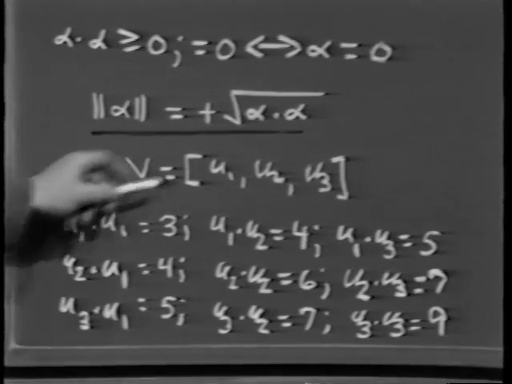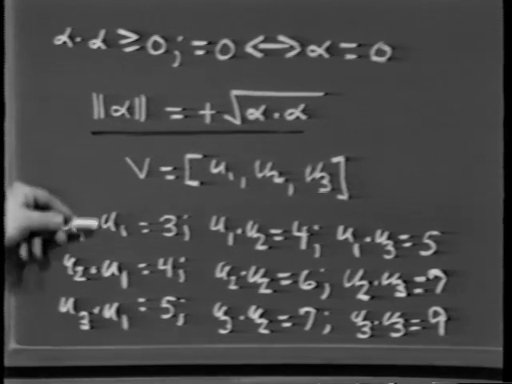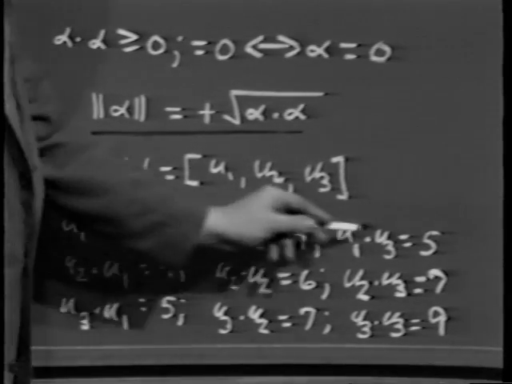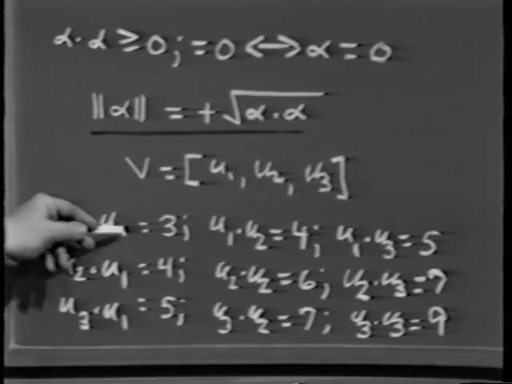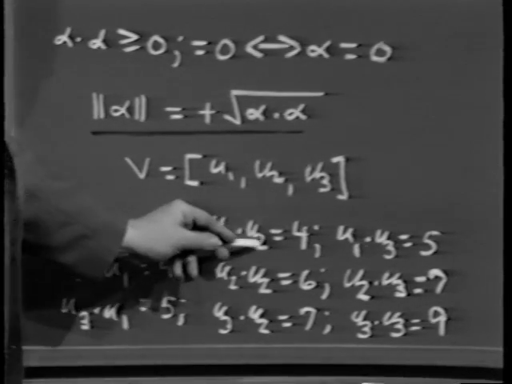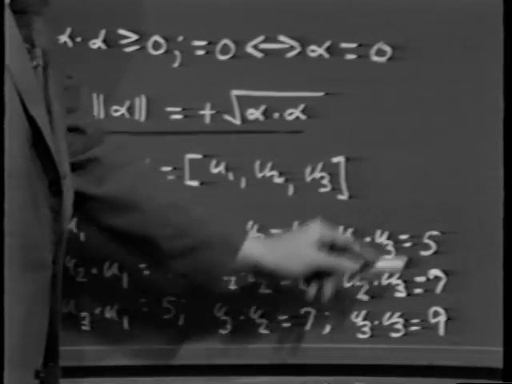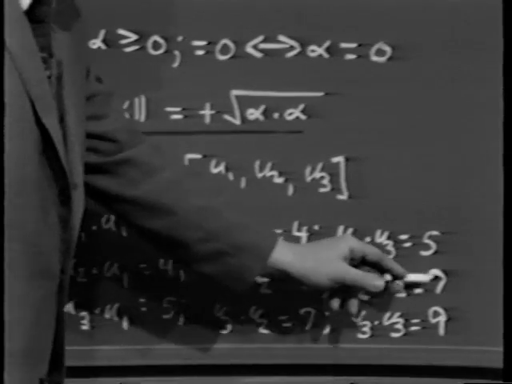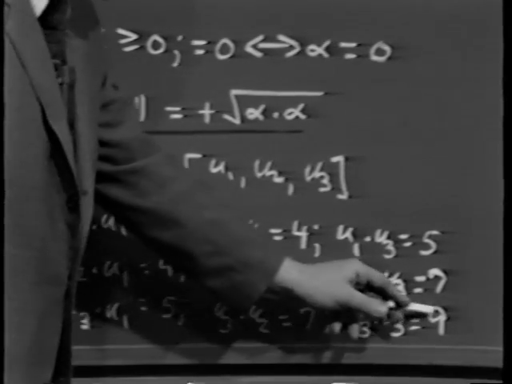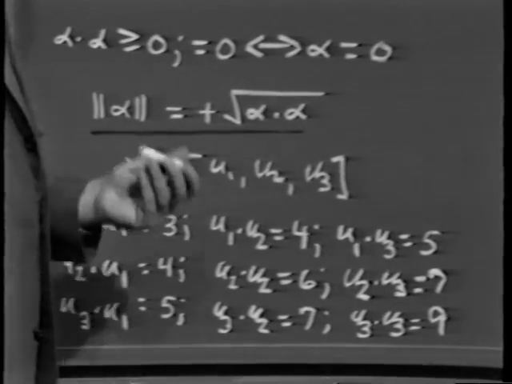At any rate, there are 9 possible combinations here, and just try to fix these in your mind because I'll be referring to these as we go along. U1 dot U1 is 3, U1 dot U2 is 4, U1 dot U3 is 5, U2 dot U2 is 6, U2 dot U3 is 7, and U3 dot U3 is 9. Okay, I just happen to know that particular amount.